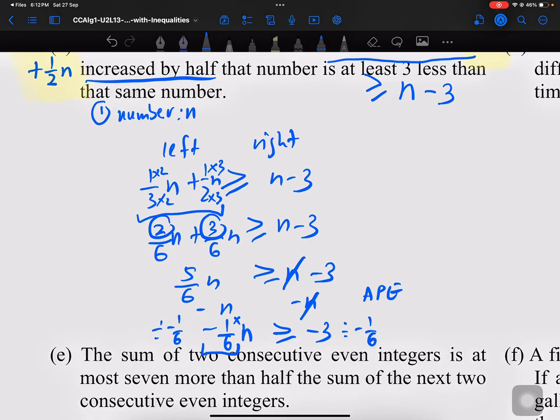It will give me n, flip my sign to the left. So n is equal to 18, because I have minus, meet minus, and it becomes positive. So as a conclusion, I will have n less than or equal to 18.